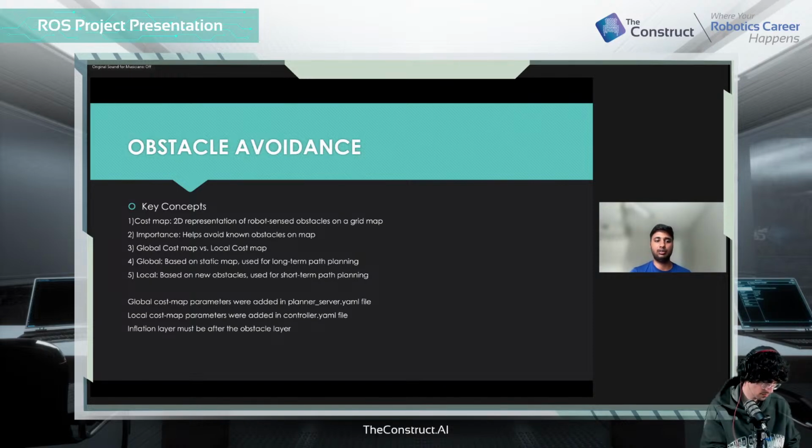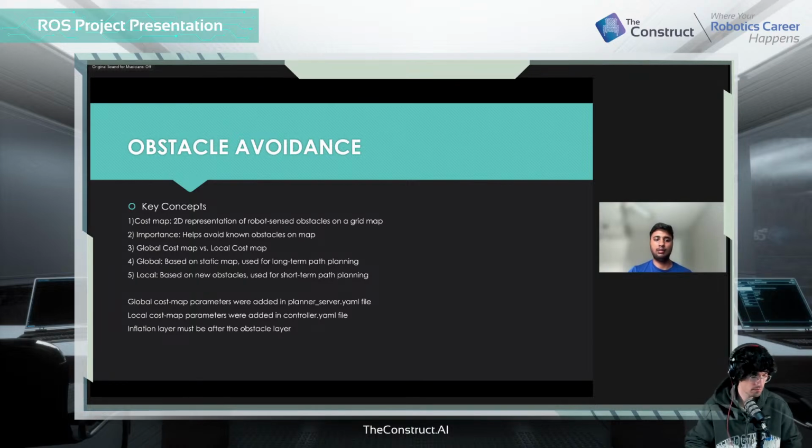The key concept is the cost map, which is basically a 2D representation of the obstacles the robot senses on a grid map. The importance of the cost map is that it helps to avoid obstacles on a map. There are two types of cost map, a global cost map and a local cost map. The global cost map is based on a static map used for long-term path planning. The local is based on new obstacles, used for short-term path planning.